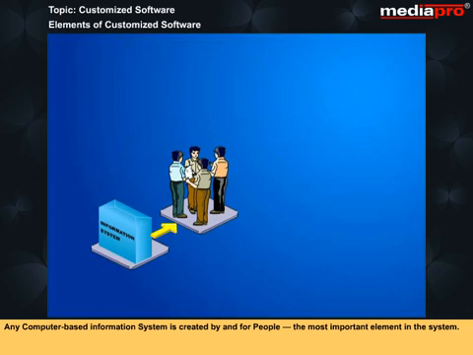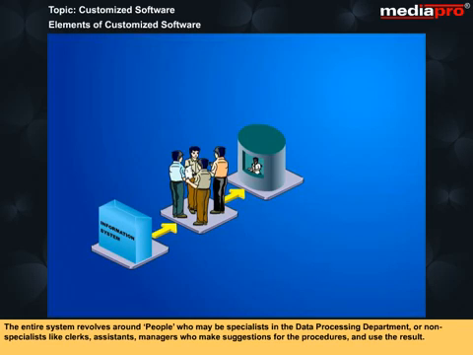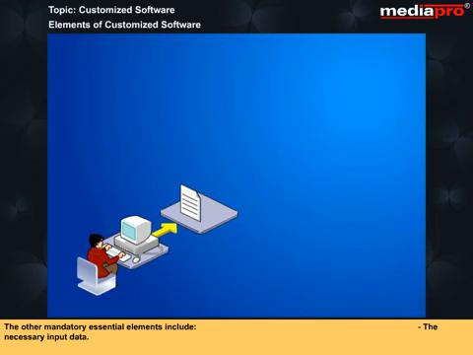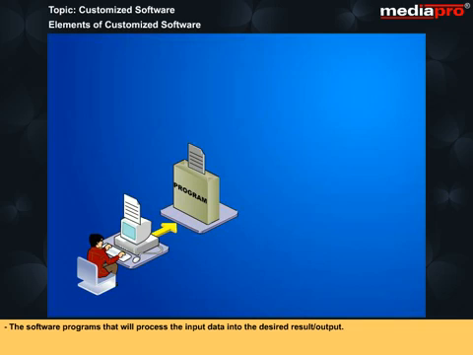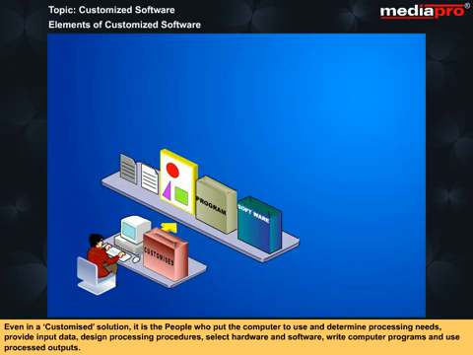Any computer-based information system is created by and for people, the most important element in the system. The entire system revolves around people who may be specialists in the data processing department or non-specialists like clerks, assistants, managers who make suggestions for the procedures and use the results. The other mandatory essential elements include the necessary input data, the required hardware, the software programs that will process the input data into the desired result or output, and the various complementary programs that will enable the hardware to accept input data and follow procedures. Even in a customized solution, it is the people who put the computer to use and determine processing needs, provide input data, design processing procedures, select hardware and software, write computer programs, and use processed outputs.